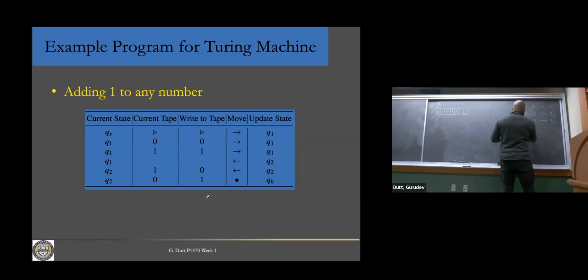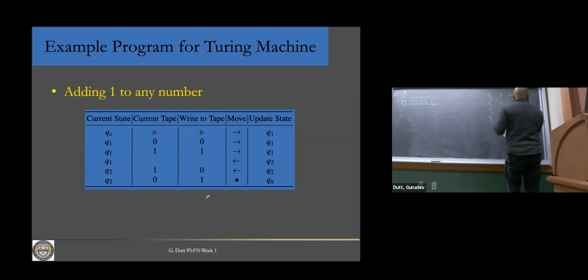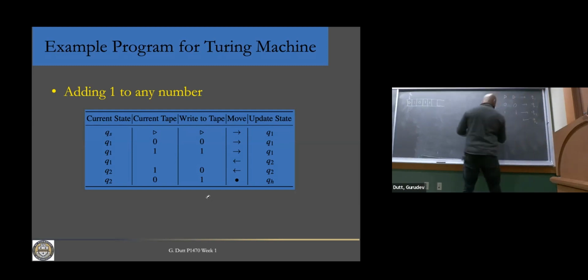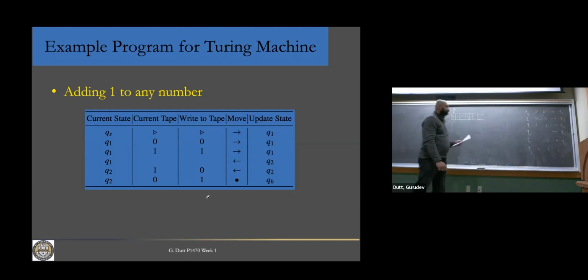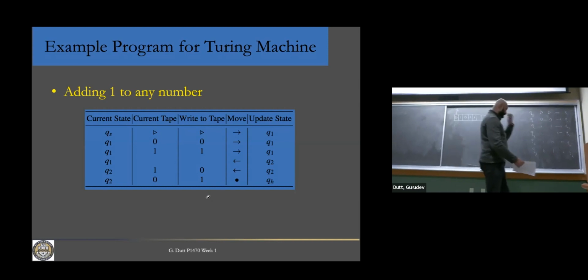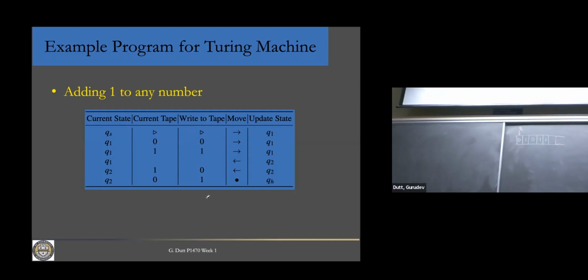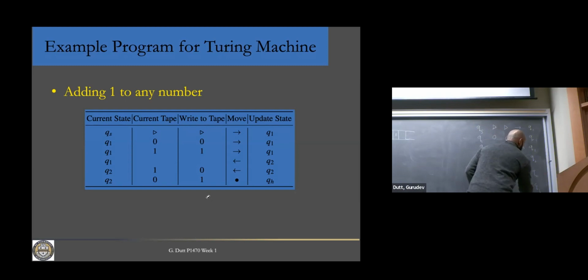I leave this blank. I could write B if you like, but just blank. And so the movement of the tape head can be right or just stay. Stay is just denoted by a dot.